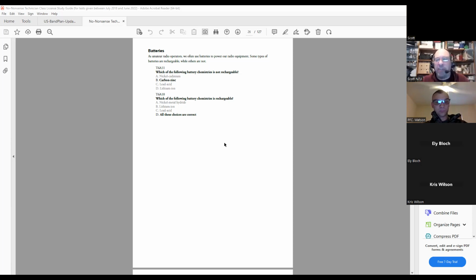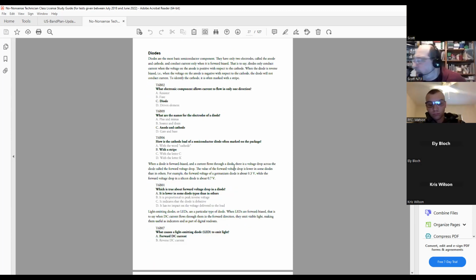So your carbon zinc batteries, those actually used to be called heavy duty. They were anything but. So those are not rechargeable. The ones that are rechargeable, again, lead acid, lithium ion, which is what you have in your portable devices and in electric cars. Those are lithium ion.